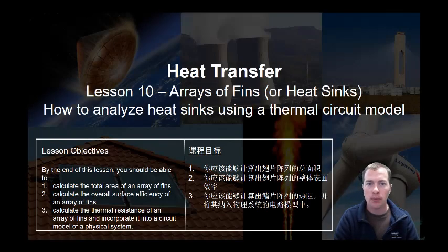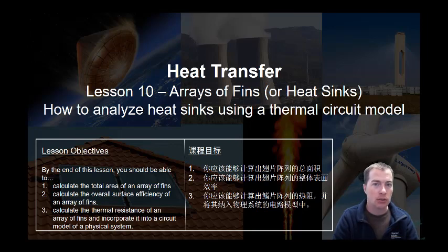Hello. This is the 10th lesson in heat transfer. In this lesson, we will look at arrays of fins. Arrays of fins are sometimes called heat sinks. We will look at how to analyze heat sinks using a thermal circuit model.